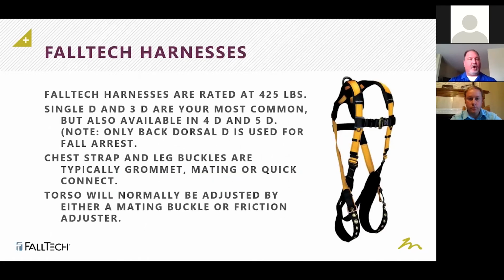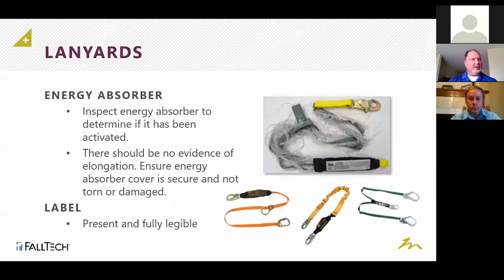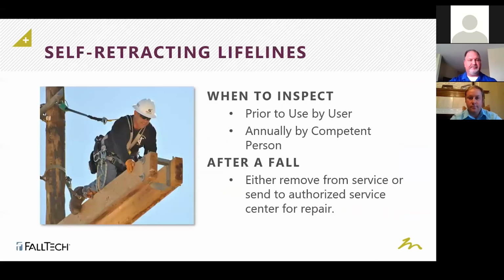Then on the harness, again we talked about the inspection, checking the hardware, the D-ring, the friction buckles, the leg straps, whether they be quick connect or tongue buckle. We want to make sure that harness is in good working condition. Lanyards, make sure that the shock packs aren't deployed or opened. Even if they are open just a little bit, you want to pull them out. Make sure that there are no frays, cuts, or burns with those.